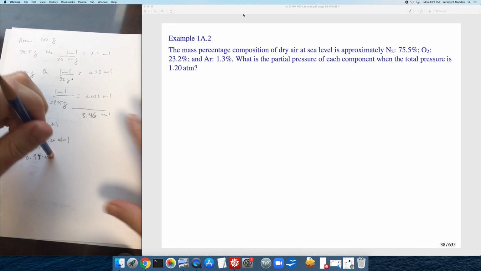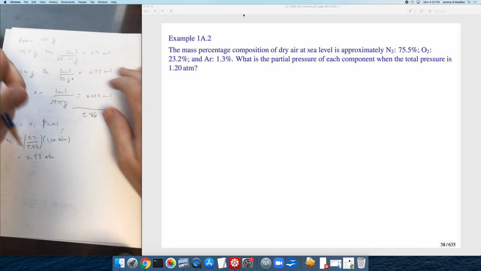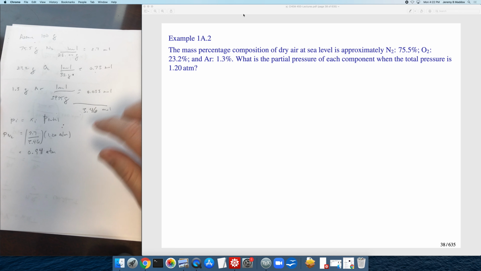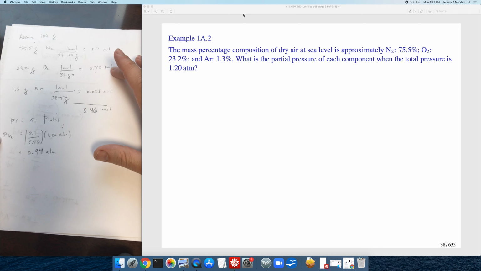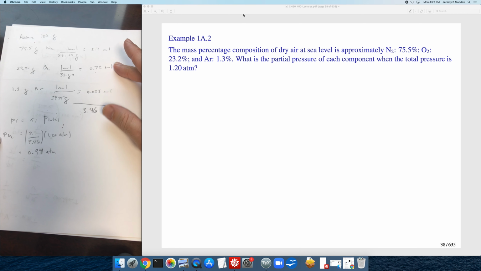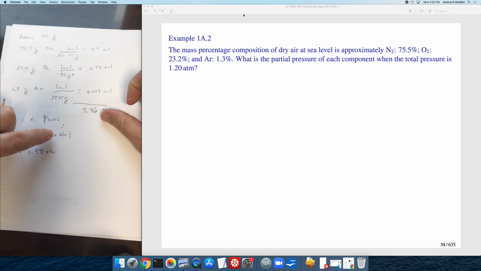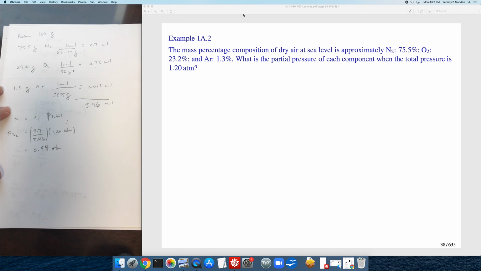All right. So the other ones are identical to that, and I'm going to simply leave those as an exercise for you. For the oxygen, you would take the number of moles of oxygen, divide by the total, and multiply by 120. For the argon, you would take the moles of argon, divide by the total, and then multiply by the 120. So each calculation will be the same as the one that I've just done. I'll just let you guys take care of that. And I'm going to go ahead and stop this video here.